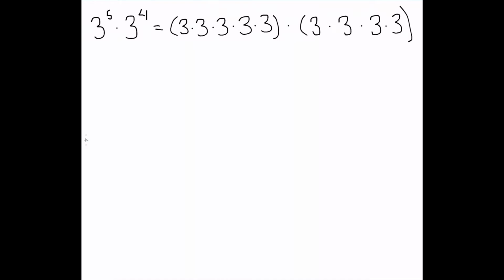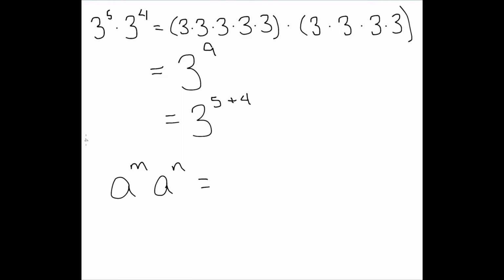And since order of multiplication doesn't matter, these parentheses don't really matter. And we can see that in total, there are 9 3's here. So this is 3 to the 9th, or 3 to the 5 plus 4. And in general, this is how the multiplication rule works. If I have the same base and 2 different exponents and I'm multiplying, I can just add the exponents. a to the m times a to the n is equal to a to the m plus n.